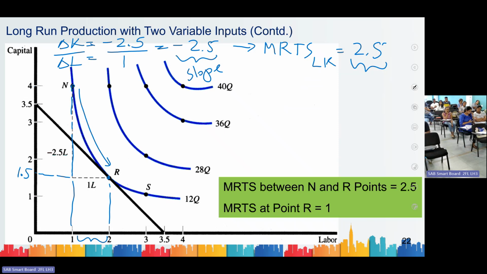We can't use this approach, MPL over MPK, because this graph does not provide MPL and MPK values. We can't follow this approach to find the slope. We have to rely on this approach instead. We don't see MPL and MPK values in this case. But after calculating MRTS using this approach, MPL over MPK should be 2.5.